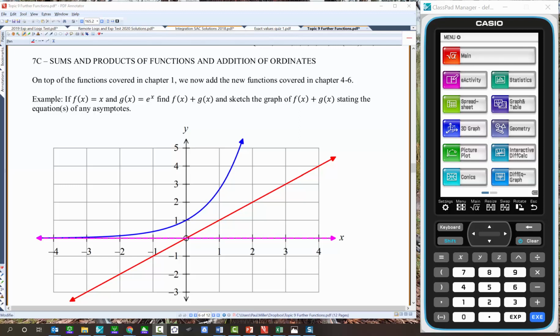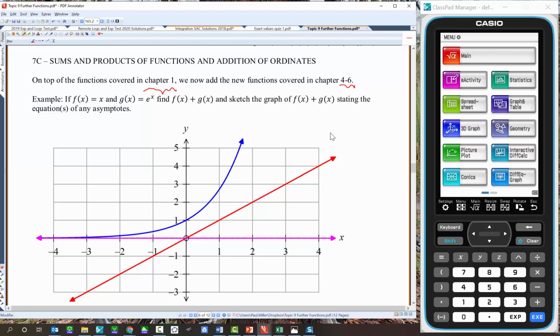Okay, so we're back to addition of ordinates, and remember we covered this back in chapter 1, right at the start of the year, and we can do it now for questions that involve functions from chapters 4 to 6 as well now. Now, when would we use addition of ordinates?